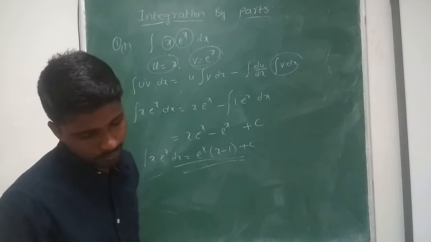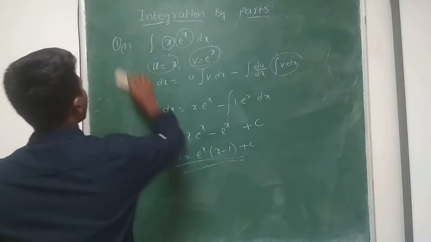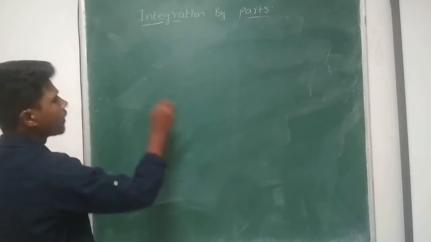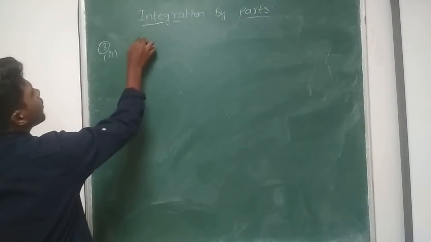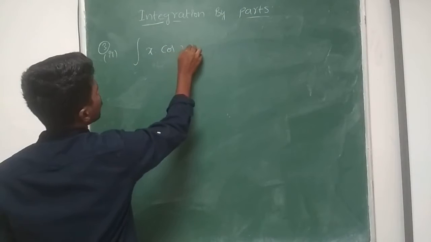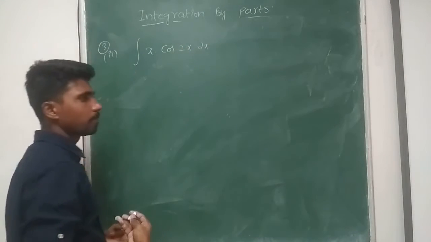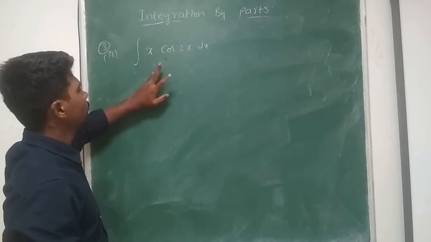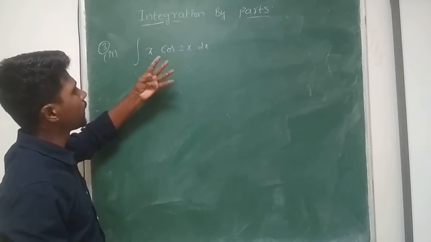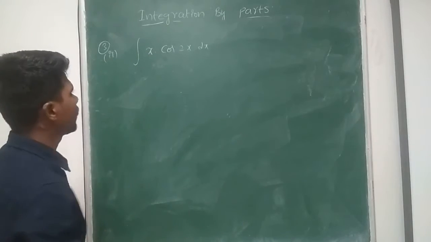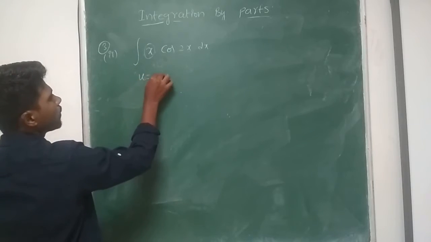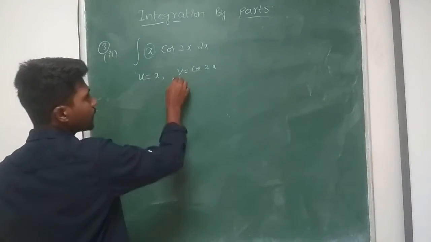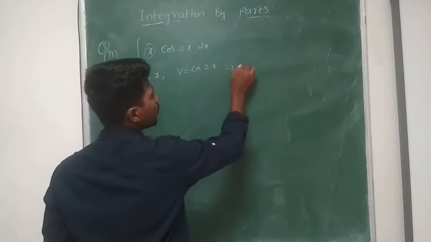Integral x cos 2x dx. Start deciding. This is an algebraic function and this one is a trigonometric function. ILATE: first algebraic function, later trigonometric function. So u is equal to x, v is equal to cos 2x.